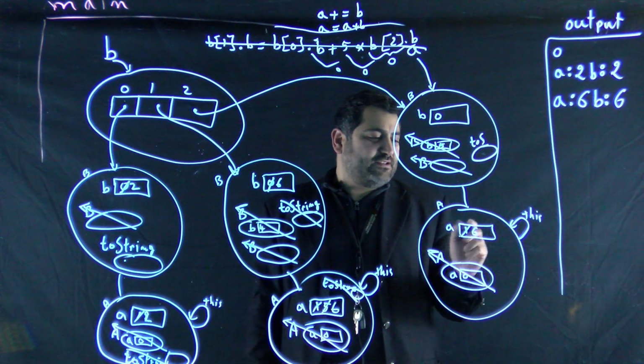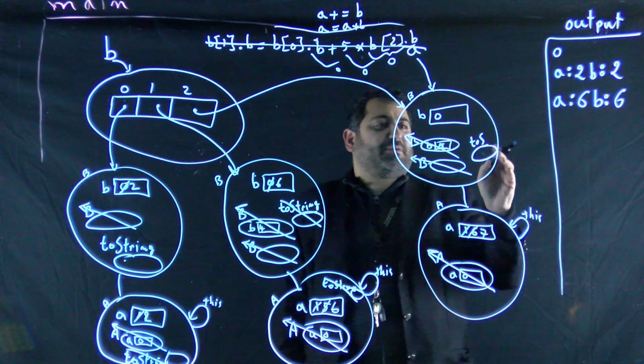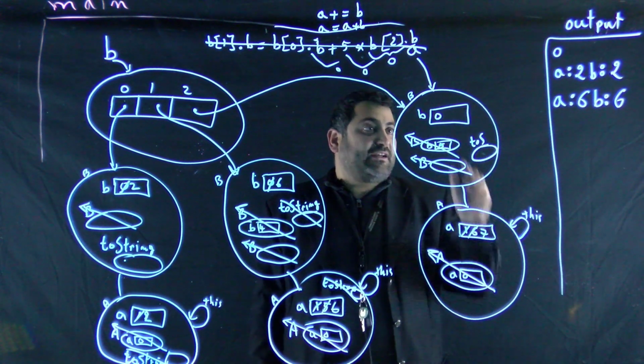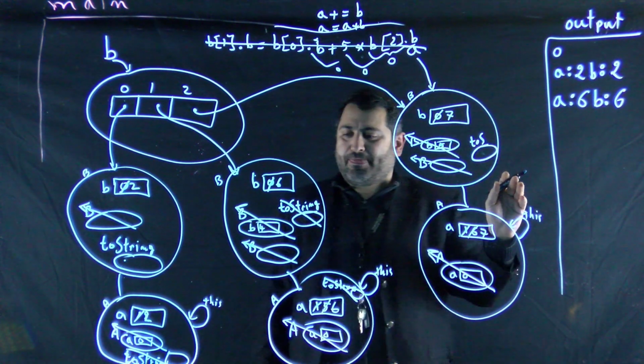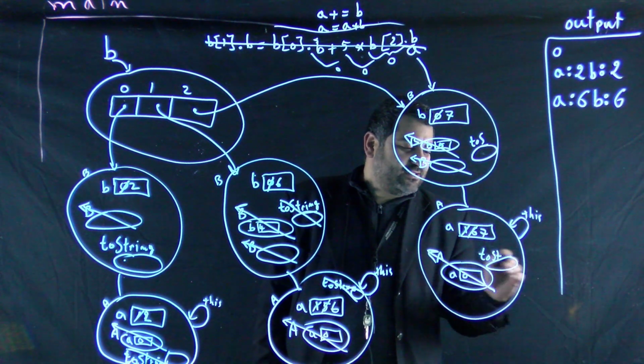So where's A? There's A. That's going to be 7. B is equal to B plus A, or B plus equal A. So B is equal to B plus A. That's going to be a 7. Return super.toString. So we're going to call the toString of this instance.